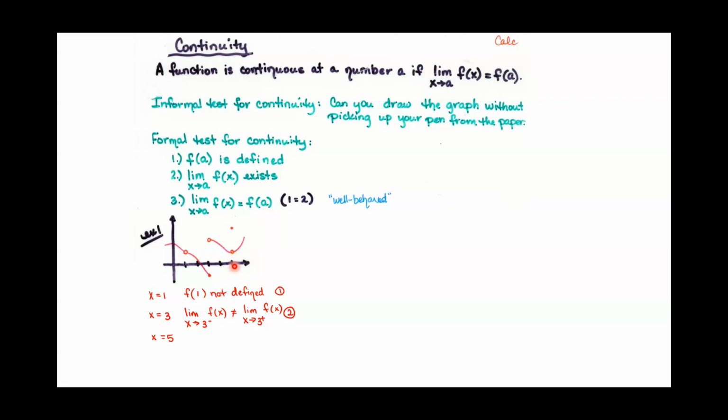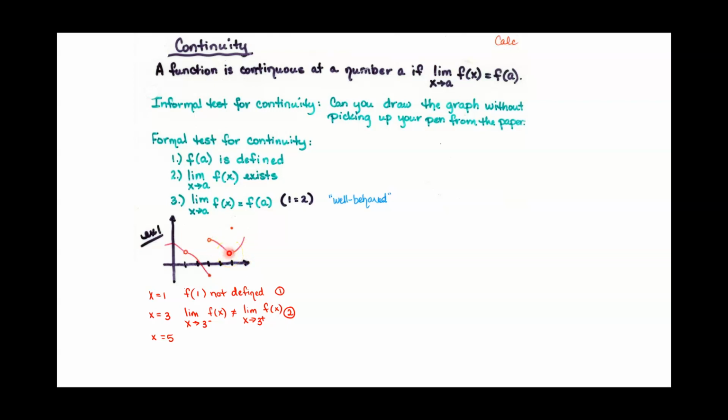is the function defined? Well, yeah, right there. When x is equal to 5, there's a y value right there, so yes, it's defined. Second, does the limit exist? Well, the limit from the right and the limit from the left are all converging on one value. So yes, the limit does exist.